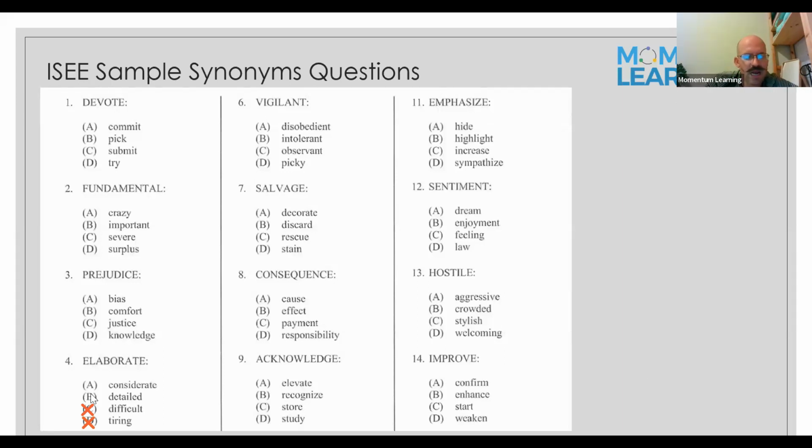So one of the things that I would look at is when I'm looking at considerate, I think of thoughtful, I think of caring, I think of nice. None of those things lend themselves to being elaborate. So detailed would be your best one.